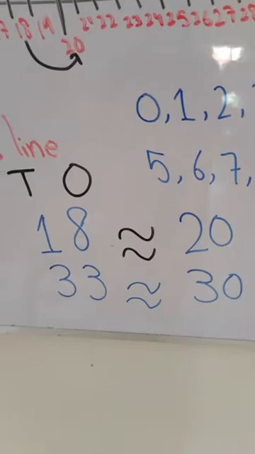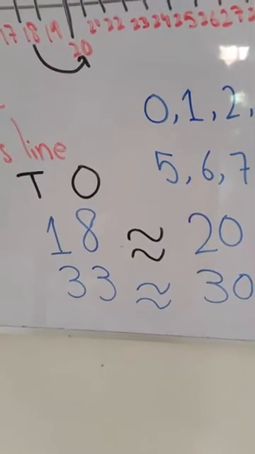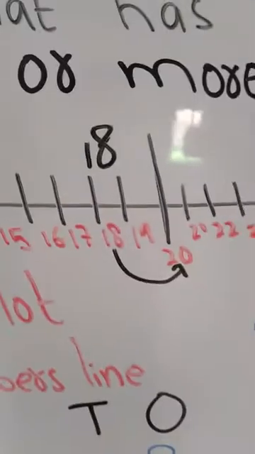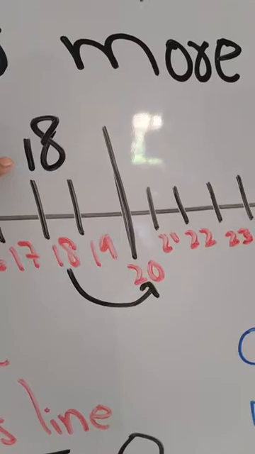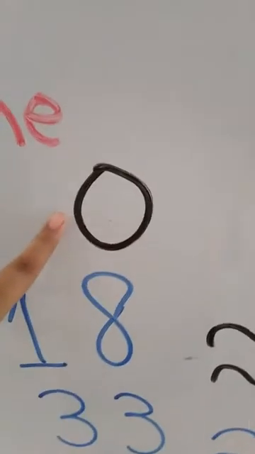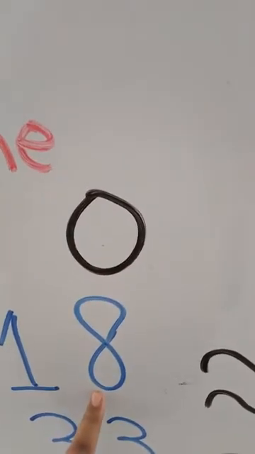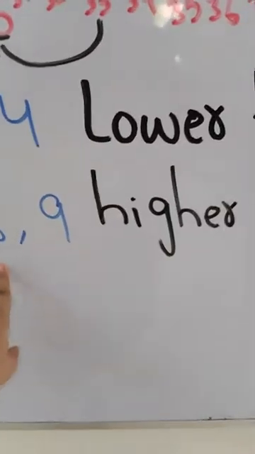You can see I have written some examples here. There is a number 18. You can see 18 on the number line and we have to round it off. So which digit is in the ones place? There is 8. So 8 is in the higher tens.